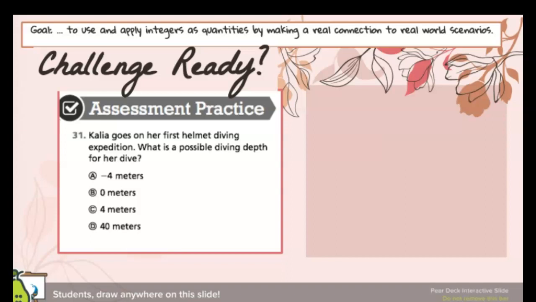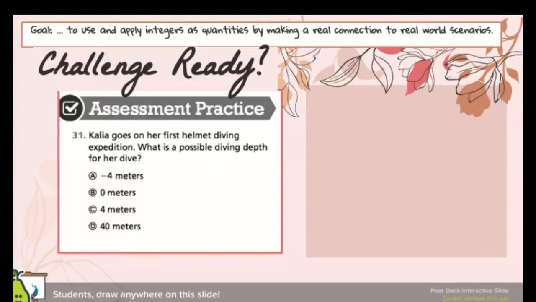Selena? I agree. I think it's A. Is that what Omar said? I couldn't really hear. Yeah, that was what Omar said too. And Tiffany also said. I agree with Omar because if she's going down, she can't be going up, so it has to be a negative number. You guys have a very good idea. So now you have a good concept of integers. All right, so we're gonna practice more of that.